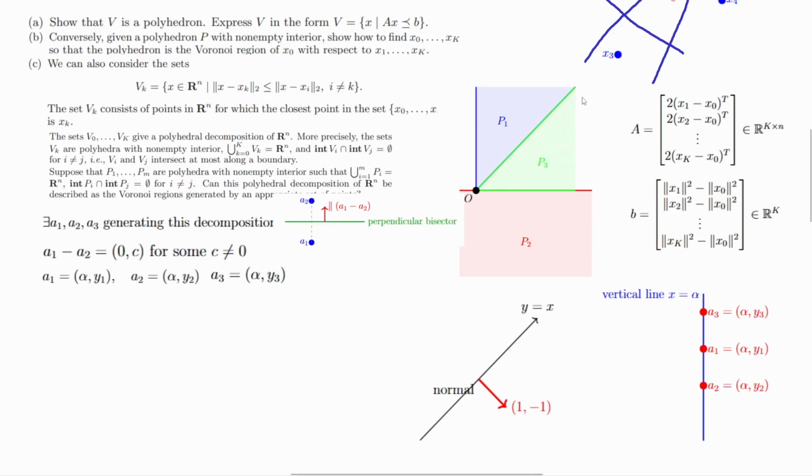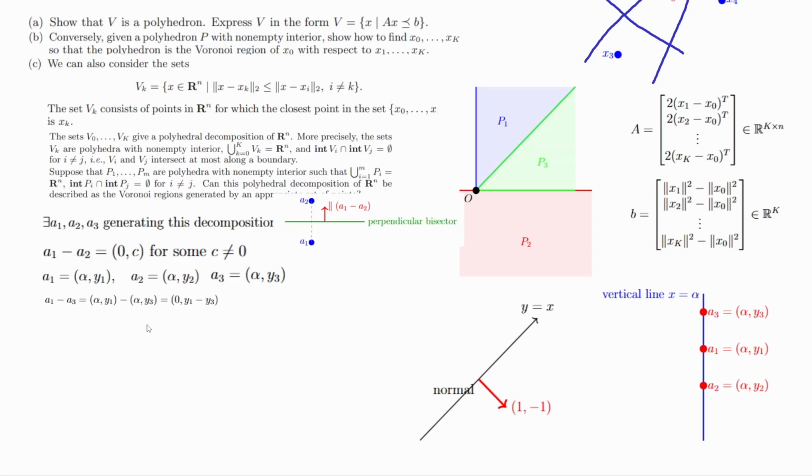Okay, so let's look at the boundary between P1 and P3 now. So this is the line y is equal to x. So the line y equals x has normal vector (1, -1), right? It's perpendicular to the direction (1, 1). For this to be a perpendicular bisector of A1 and A3, we need A1 minus A3 to be parallel with (1, -1).